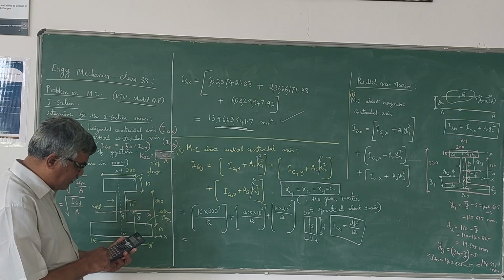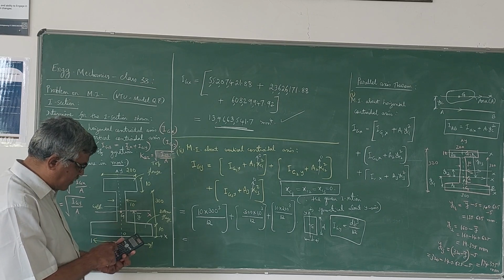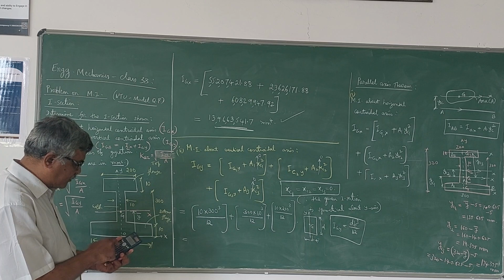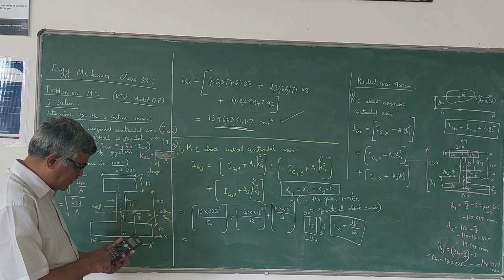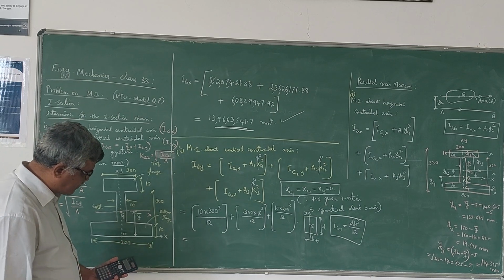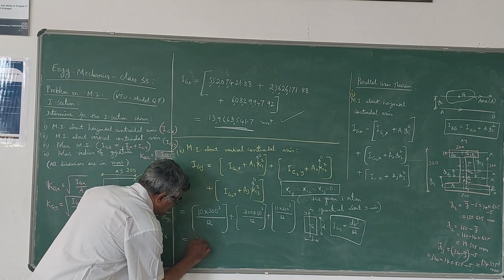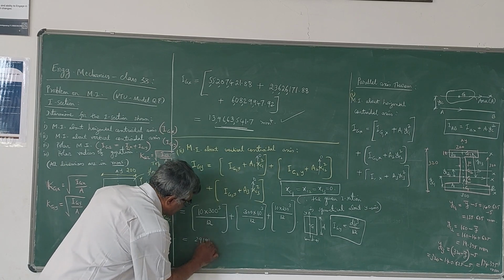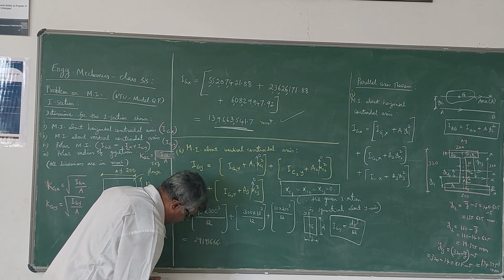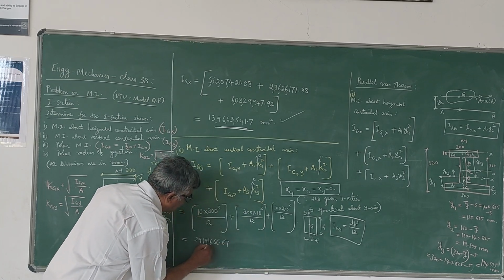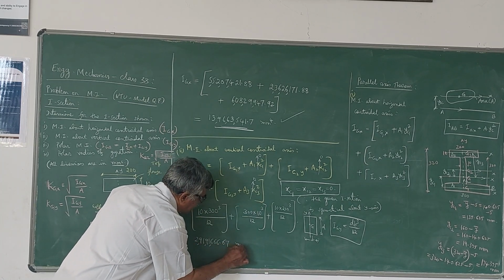That is the second value. Then plus the third value, which is 10 into 200 cube. That is the third value. The entire thing divided by 12, I will make. So which comes out to be 29191666.67. So this value is also in millimeter power 4.